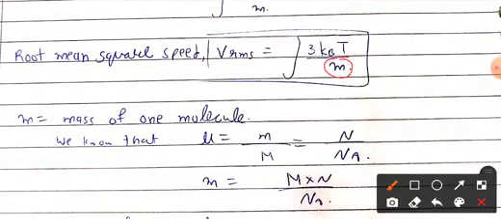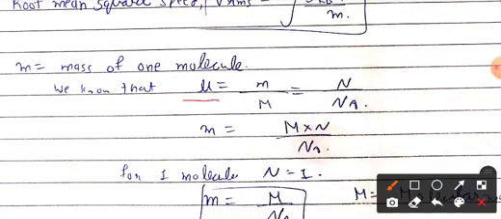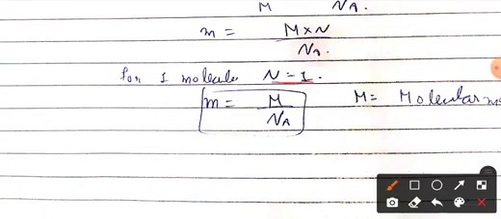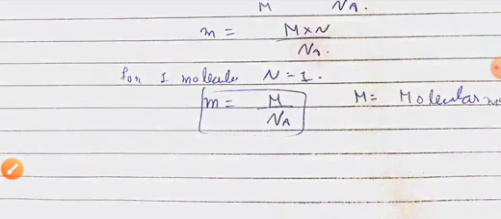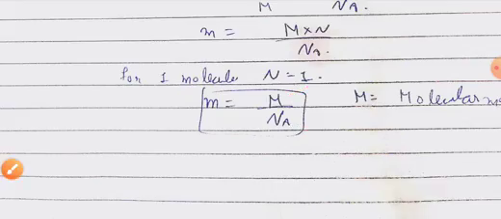Now if the mass of the gas is not given directly, then we can calculate it by formula. We know that mu, the number of moles, is equal to the mass of the gas divided by the molecular mass, and also the total number of molecules divided by the Avogadro constant. So small m will be equal to capital M, the molecular mass, multiplied by the number of molecules divided by the Avogadro constant. Now for one molecule N is equal to 1, so the mass will be capital M upon Na. So if the mass of the gas is not given directly, then we can calculate it by the molecular mass divided by the Avogadro constant.